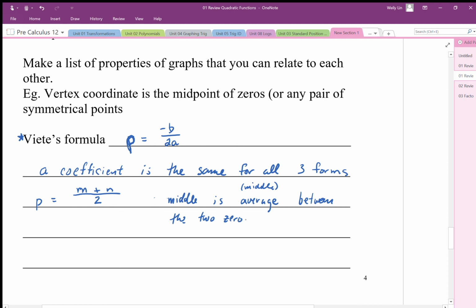Okay, so these are some properties that we can relate the different parts of the equations to each other with. And as we come up with more, we really should make note of them, right? But these are some key ones, especially these two here, the Vieta's formula, okay, and this being able to find the middle based on the roots. These are very useful properties.